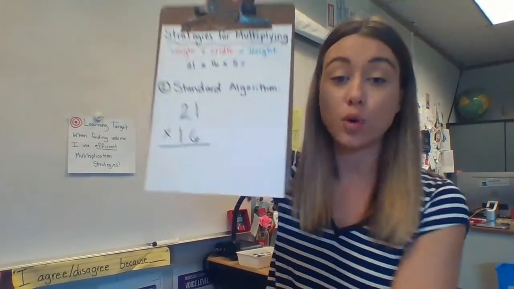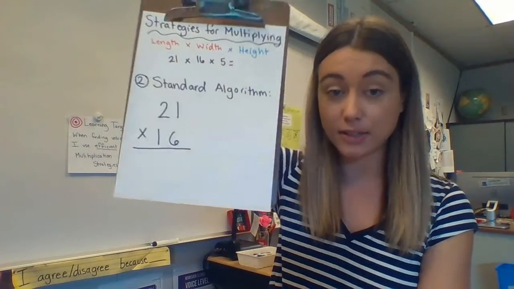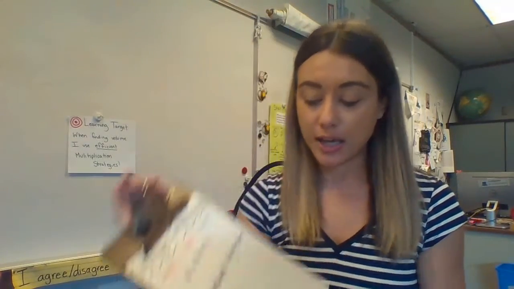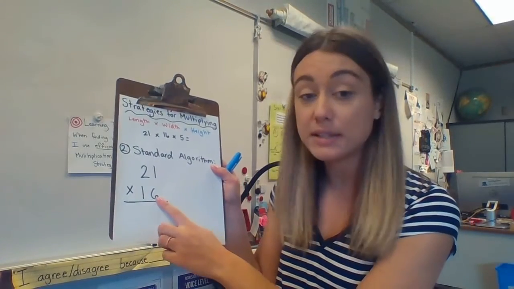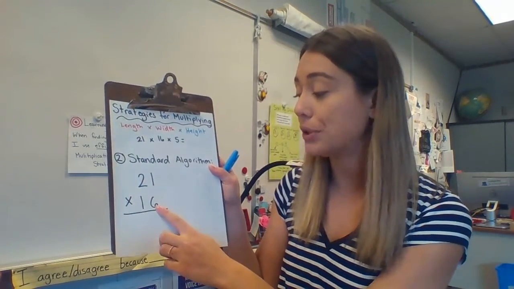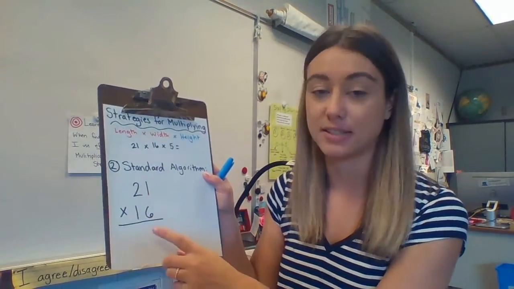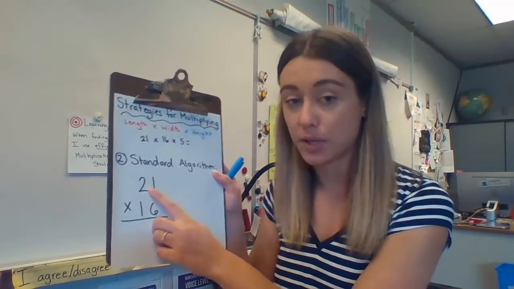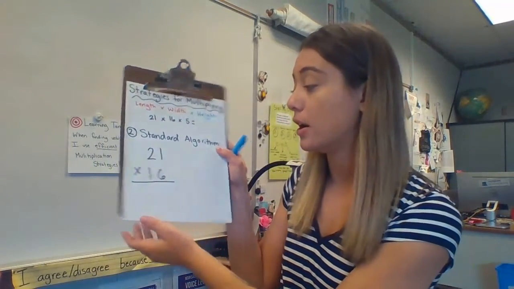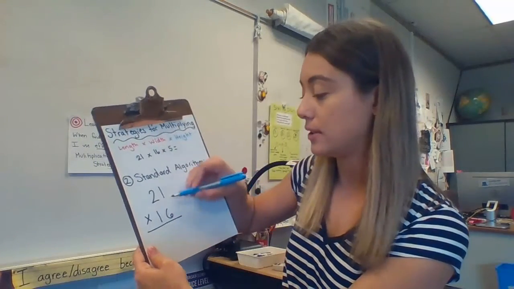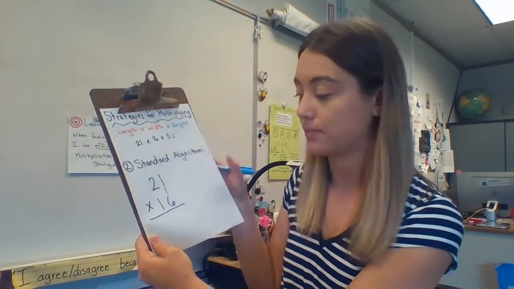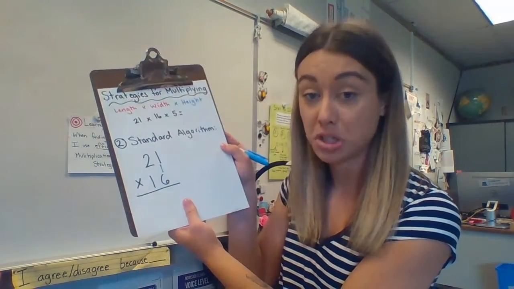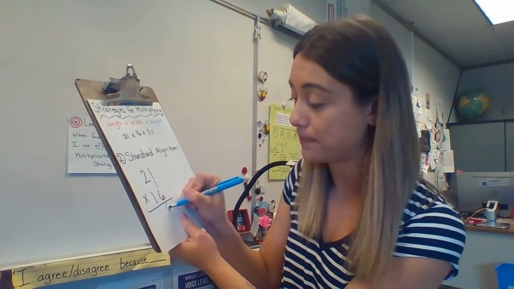So I put my 21 times my 16 into the standard algorithm, and I'm going to use different colors to keep track of my numbers. When we do the standard algorithm, we always start with the number in the ones place on the bottom. And so we're going to start with 6 times 21. So I'm always starting on the far right. 6 times 1. 6 times 1 is 6, and we can put that down there.